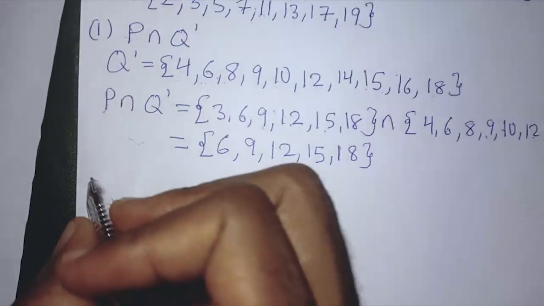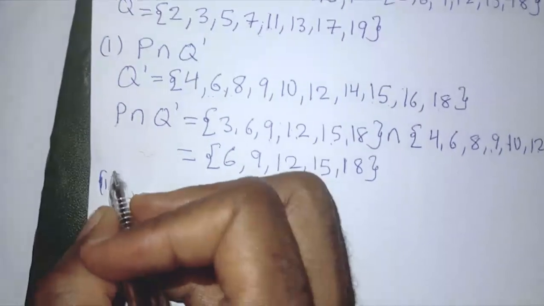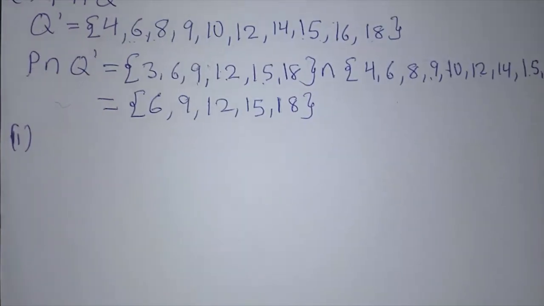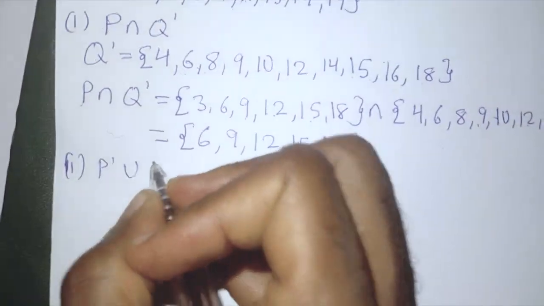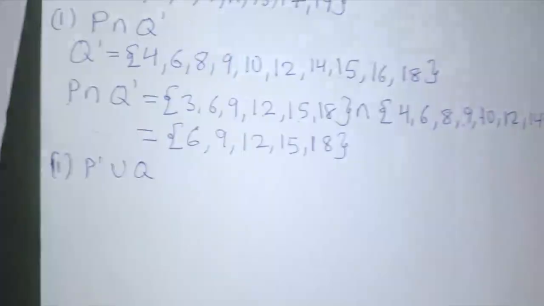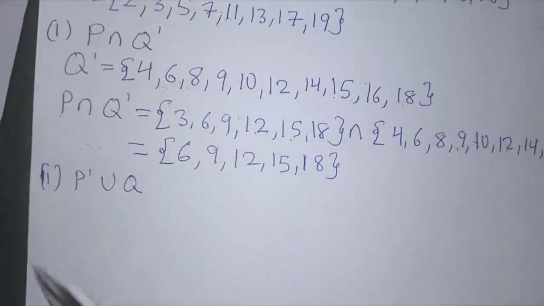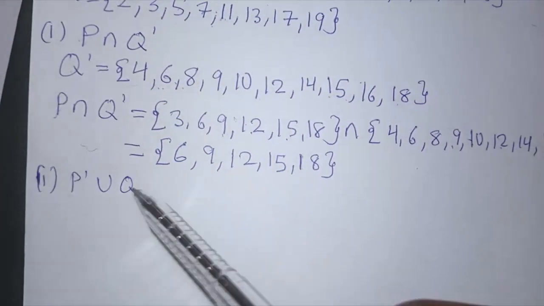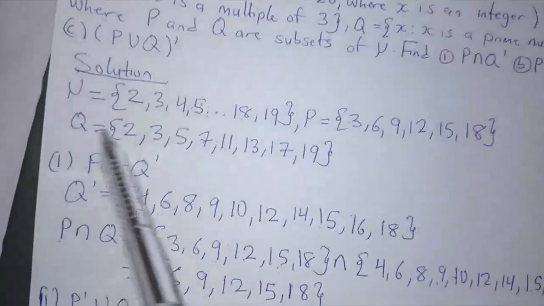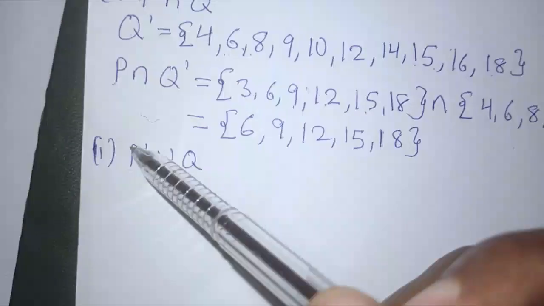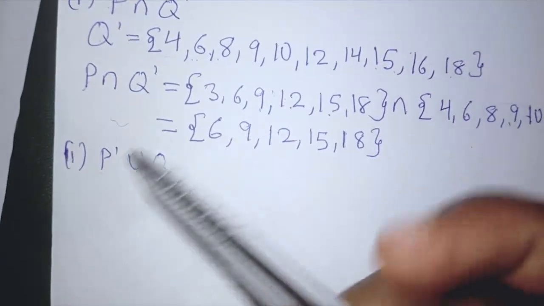Then the second one, that's question 2. We have to find P prime union Q. Remember I said this symbol represents union. So it means you have to match the elements in P prime and Q. We already have set Q. This is set Q, but we don't have set P prime. So we have to find that first.